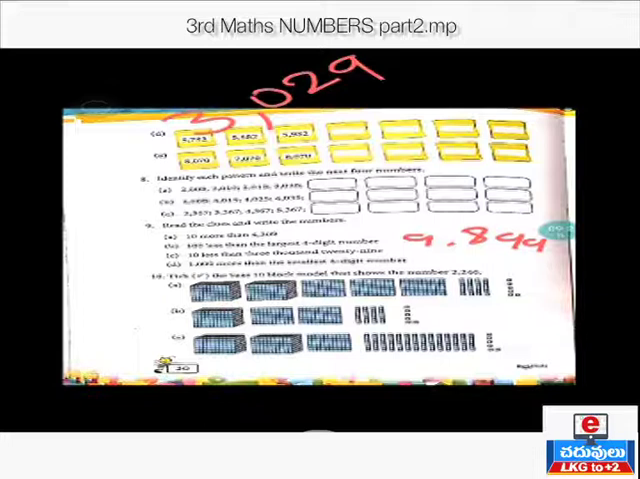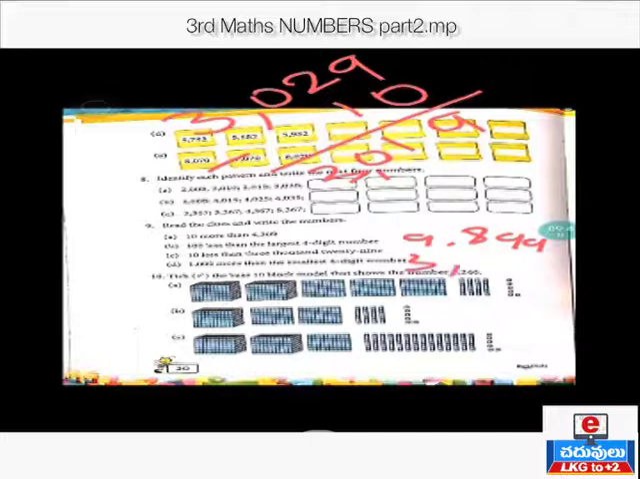So they are asking, what they given clue? 10 less than 3029. 10 less than means what? Subtract 10. So 9 minus 0, 9 only. 2 minus 1, 1. 0 plus nothing is 0 only. 3 minus nothing is 3 only. So what is the answer? 3019. This is the answer. Understood children? See also.